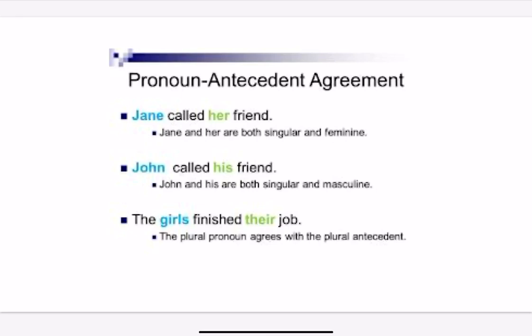So here's the pronoun, her. Jane called her friend, and that pronoun refers back to Jane. So it agrees because they're both singular, and Jane is the singular feminine. This is a singular pronoun that's masculine as well, and it agrees with John. And then this pronoun there agrees with girls. It's plural and neutral, actually.